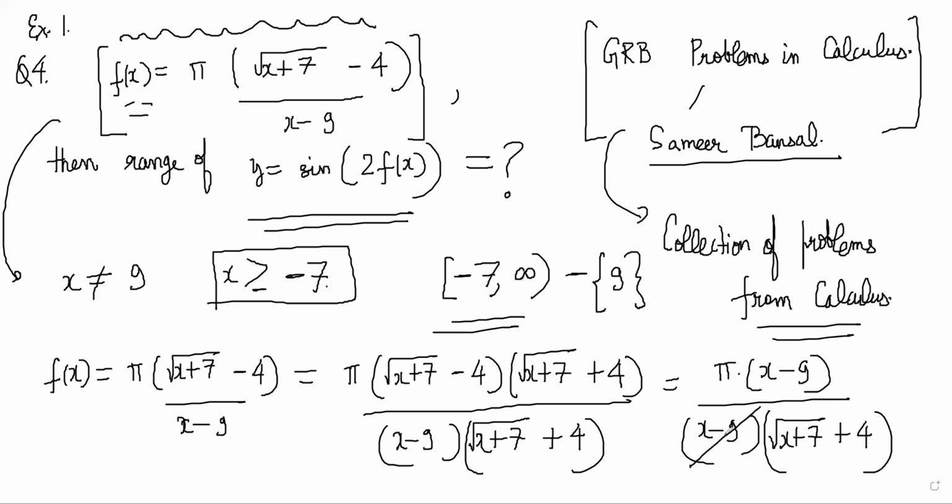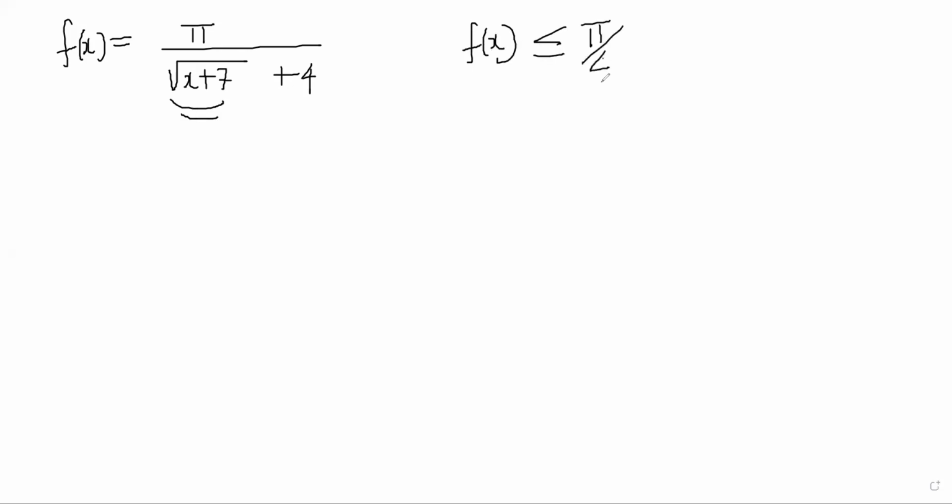So this part cancels. You're getting pi by root of x plus 7 plus 4. So f(x) is coming out to be pi by root of x plus 7 plus 4, right? Since this is positive, f(x) is always less than or equal to pi by 4. And f(x) cannot be 0, because the numerator is positive, so you're getting 0 < f(x) ≤ pi by 4.